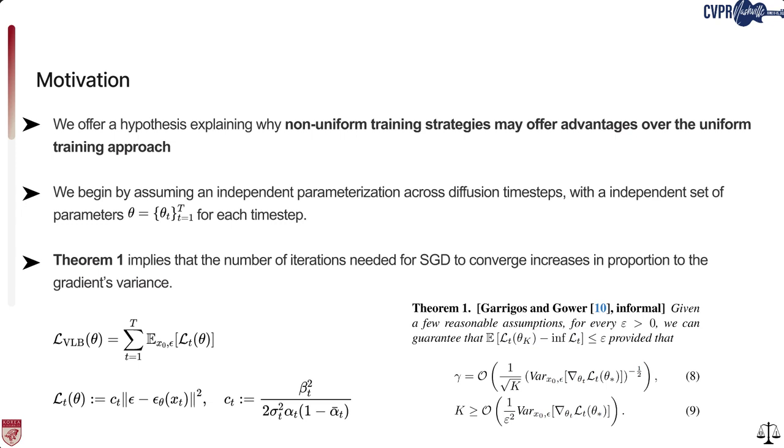Informally, if certain subproblems are particularly more challenging and require more iterations to optimize, there is a potential for improvement through non-uniform training strategies. In this sense, we assess the difficulty of these subproblems by measuring the variance of stochastic gradient. Theorem 1 implies that the number of iterations needed for SGD to converge increases in proportion to the gradient variance.